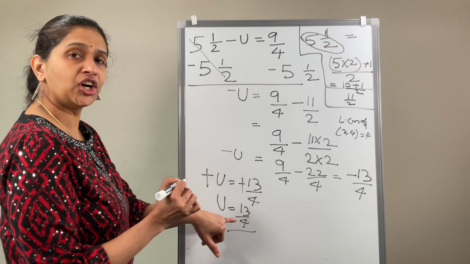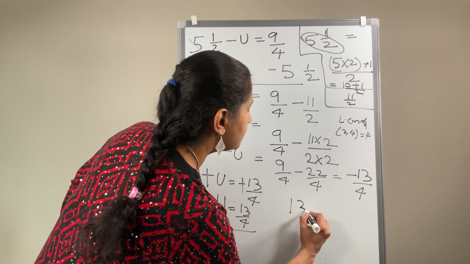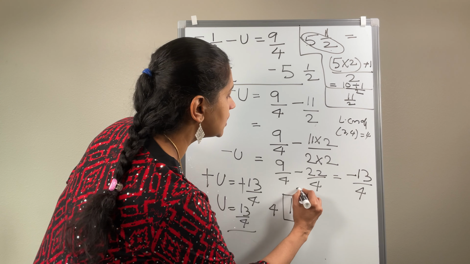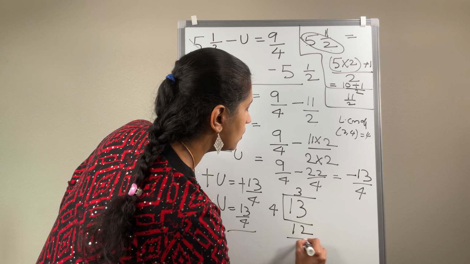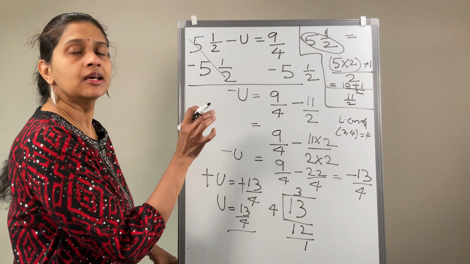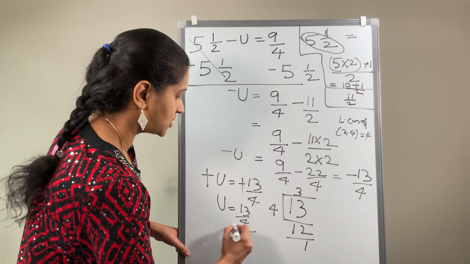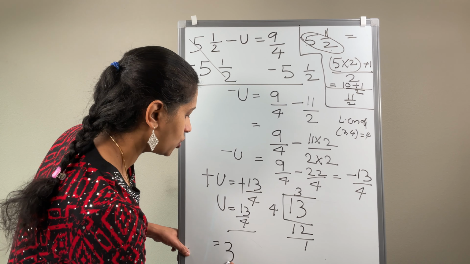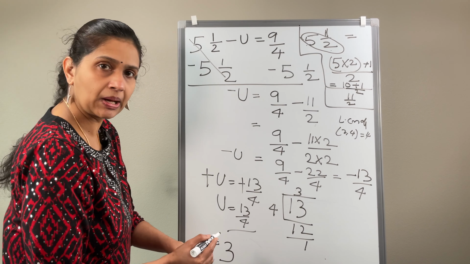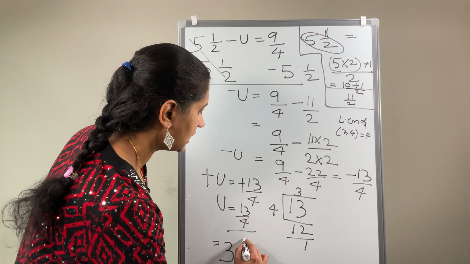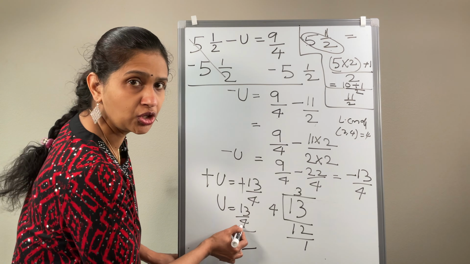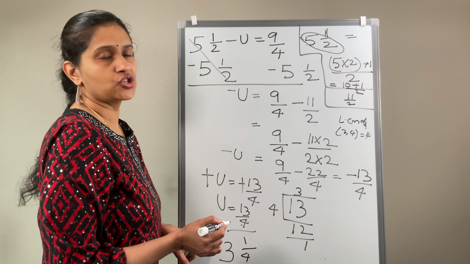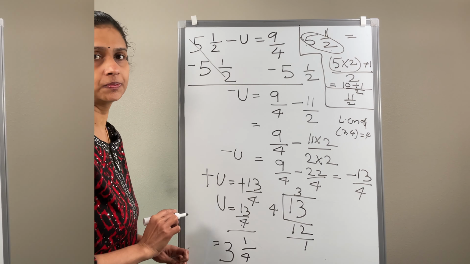If you want to convert it to mixed fraction form, simply divide 13 by 4. So what will happen? 4 3s are 12, 13 minus 12 is 1. Now you can write the mixed fraction form. First you have to write the quotient. What is there in the quotient? 3. So that will be the whole number. And then what is the remainder? 1, divided by what is there in the denominator, 4. So 3 1 by 4 is the mixed fraction form of 13 by 4.